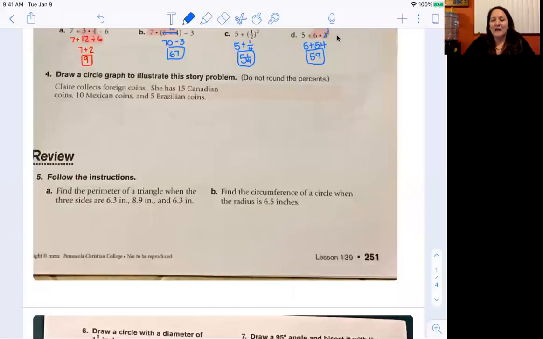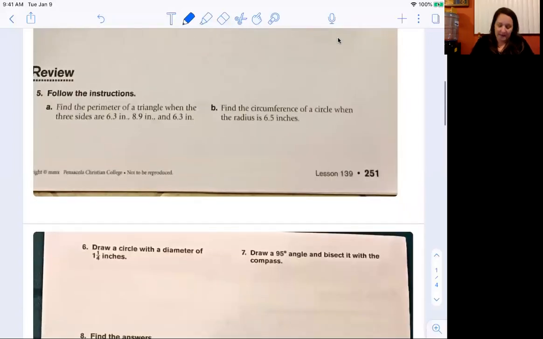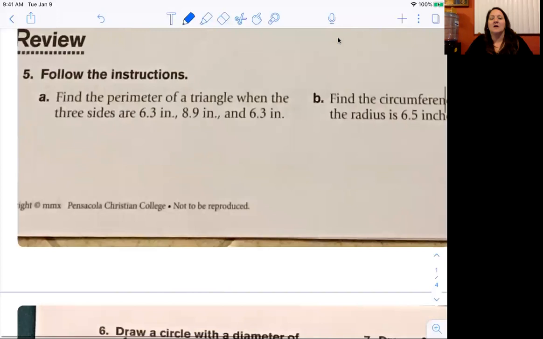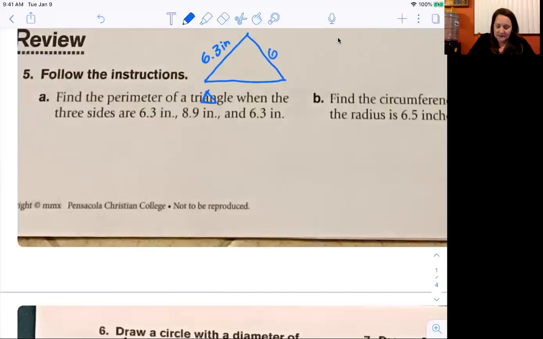Let's move on. So we're going to go to 5A and B. Letter A on number 5: Find the perimeter of a triangle when the 3 sides are 6.3 inches, 8.9 inches, and 6.3 inches. First thing I do, always, is to draw your shape. In this case, the shape is a triangle. So we have 2 sides that are 6.3 inches and 1 side that is 8.9 inches.